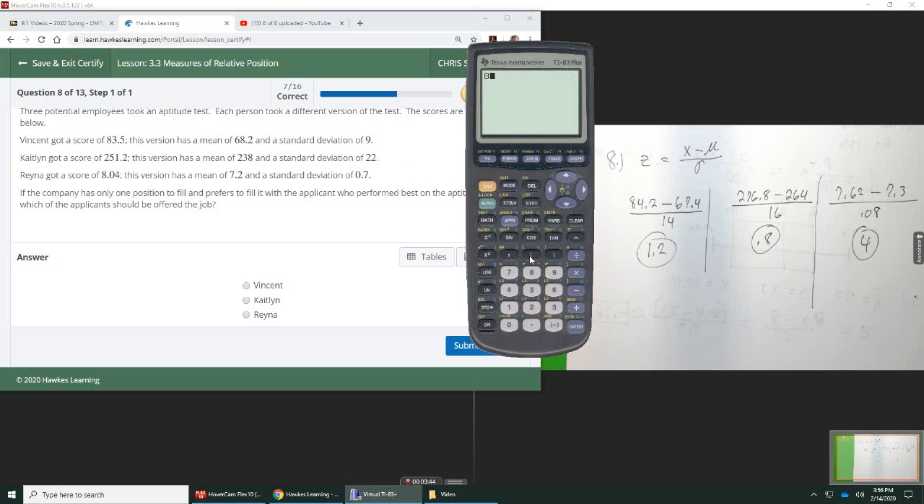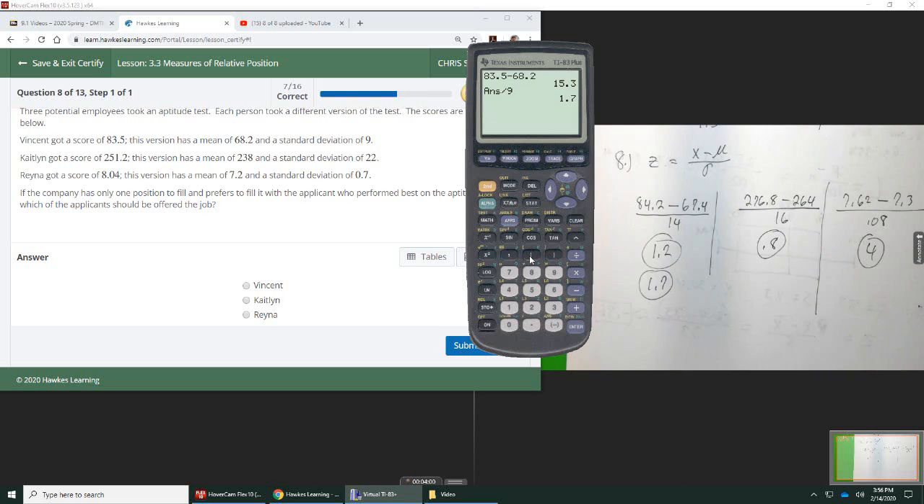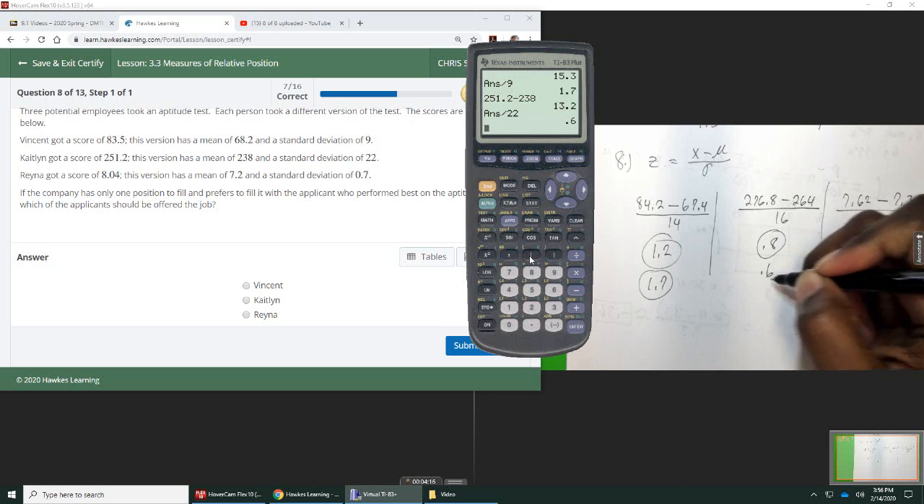So I'm just going to do 83.5 minus 68.2. I didn't do parentheses, so I'm just going to enter and get that value first and then divide by 9. Okay, so for the first person we get 1.7. And I'm going to do the same thing here. 251.2 minus 238. So just hit enter, go ahead and find that. Divided by 22. We get 0.6.